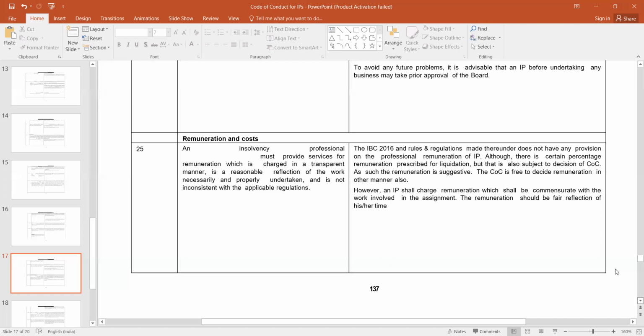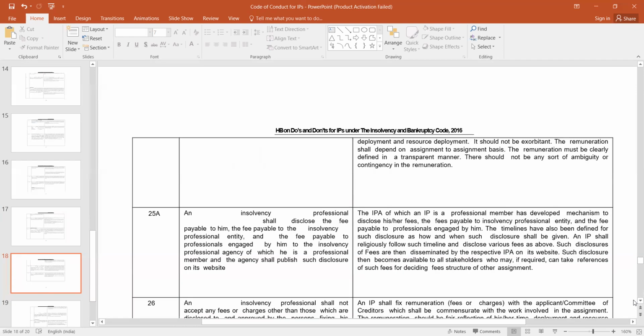However, an IP shall charge remuneration which shall be commensurate with the work involved, ठीक है. The remuneration should be a fair reflection of his or her time which he is devoting, है ना. It should not be exorbitant. The remuneration shall depend on an assignment to assignment basis. The remuneration must be clearly defined in a transparent manner, and there should not be any sort of ambiguity or contingency in it.